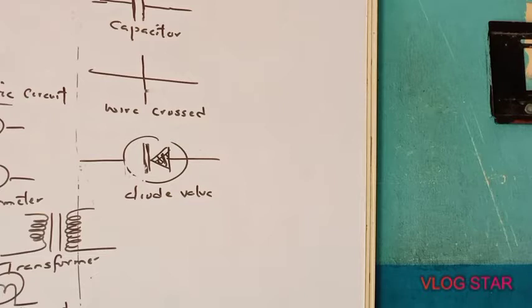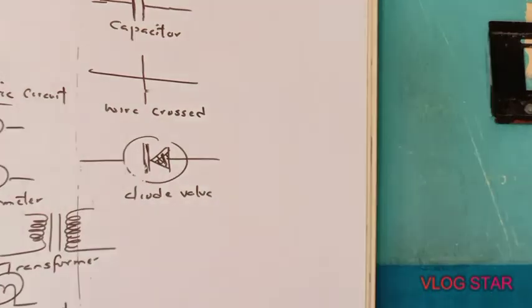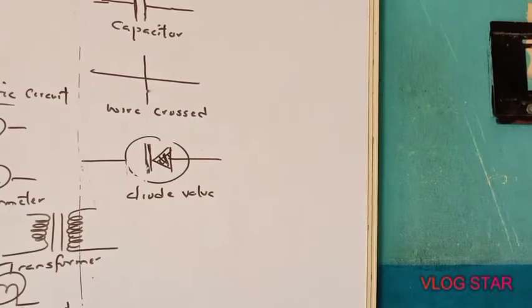I've shown you impedance, capacitor or capacitance, wire cross, diode valve. These are examples of symbols of some components of a circuit.